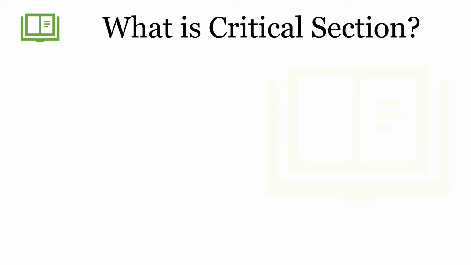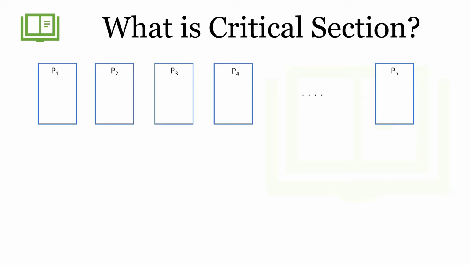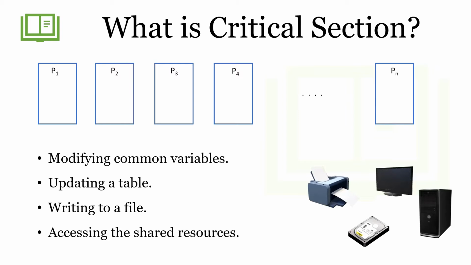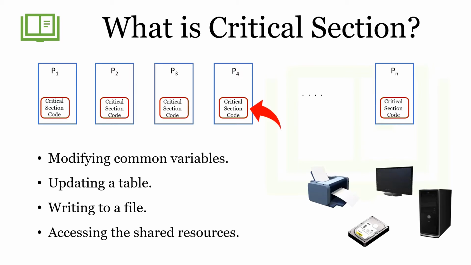Now what is a critical section? As we know, a computer has multiple processes that need to access shared resources simultaneously. For example, modifying a common variable, updating a database table, writing to a file, accessing peripheral devices such as a printer, memory, display, etc. For this, each process has a section where the code for accessing shared resources is written. We refer to this section as the critical section.